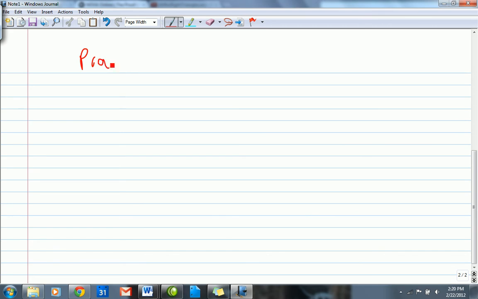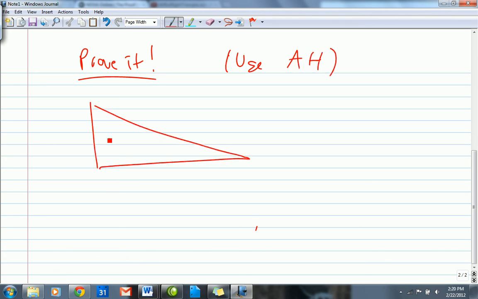So let's prove it. This is kind of a nifty little slick proof, and we're going to use AH, altitude on hypotenuse. So what I'm going to do is try to prove that for any right triangle. Let's start with a right triangle. A squared plus b squared equals the hypotenuse squared. But what I'm going to do is draw the altitude on the hypotenuse. And since the whole hypotenuse was c, I'm going to call that piece x, and therefore the remaining piece is c minus x.